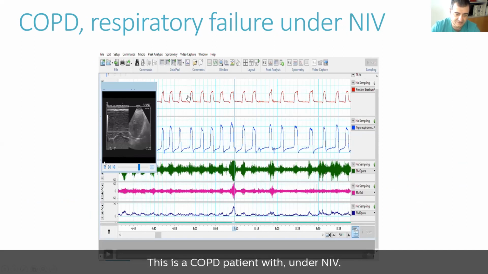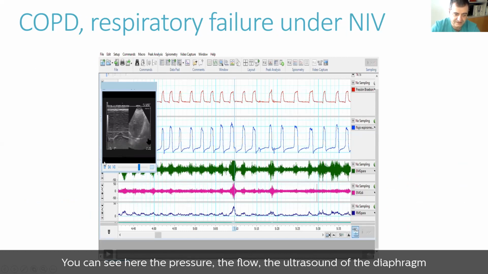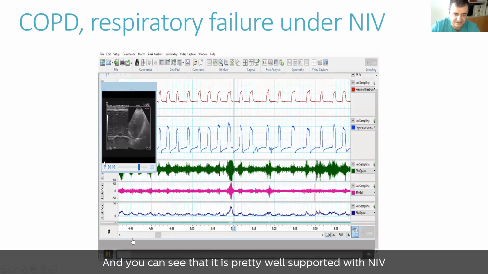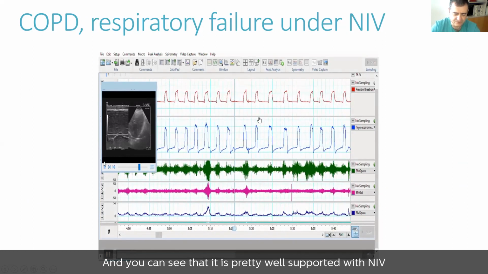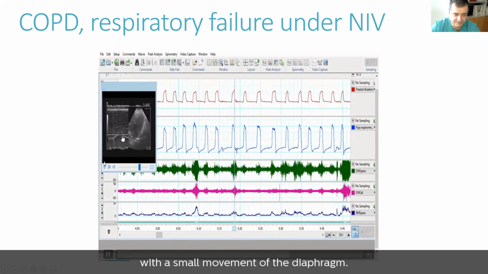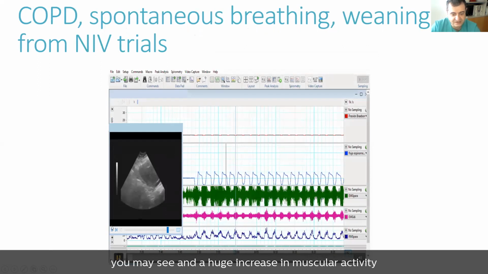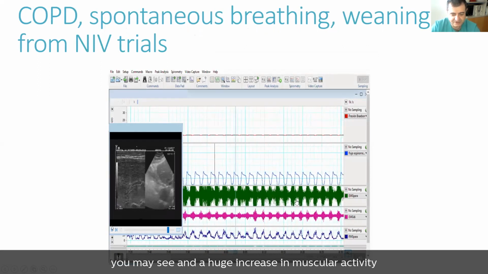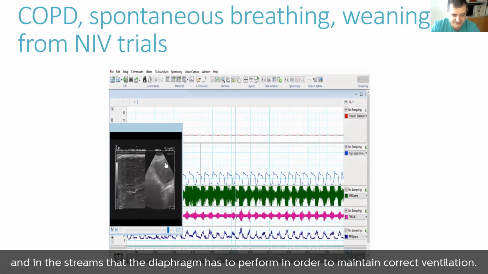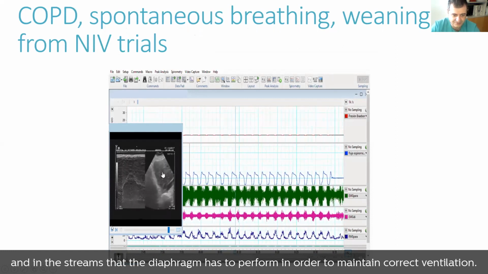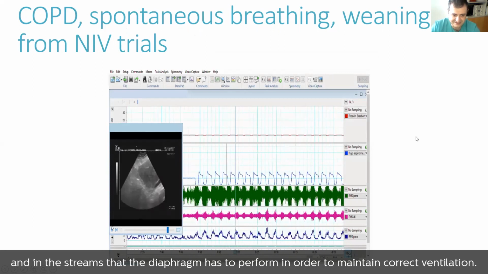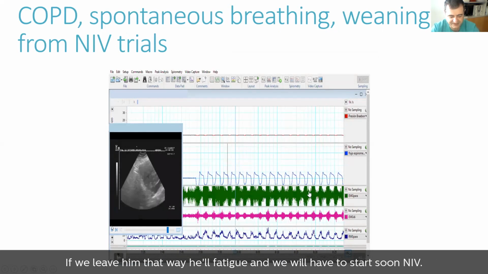This is a COPD patient under NIV. You can see here the pressure, the flow, the ultrasound of the diaphragm and the parasternal and surface diaphragmatic EMG. And you can see that he is pretty well supported with the NIV, with a small movement of the diaphragm. But when we try to set him in spontaneous breathing, you may see a huge increase in muscular activity and in the swings that the diaphragm has to perform in order to maintain a correct ventilation. If we leave him that way, he will fatigue and we will soon have to start NIV.